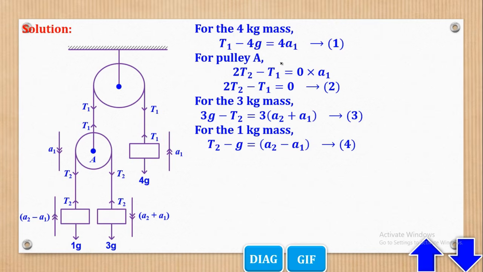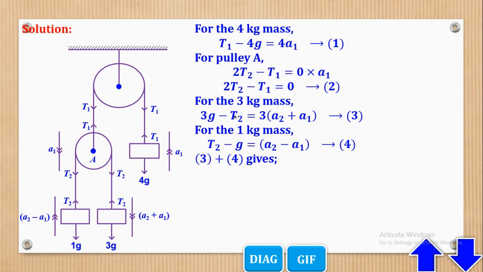So we are done with writing the equations. There are 4 equations, meaning there are also 4 unknowns. There is T1, T2, a1 and a2. So 4 equations, 4 unknowns, meaning that we can now solve them simultaneously. So the first thing to do, I will look for eliminating the tension so that I remain with only accelerations, and I can get the accelerations first, then I get tensions next.